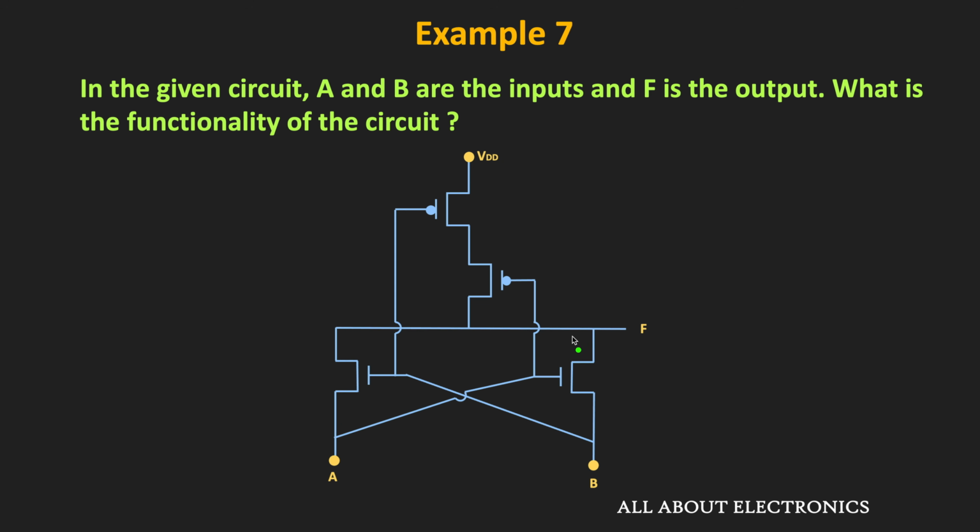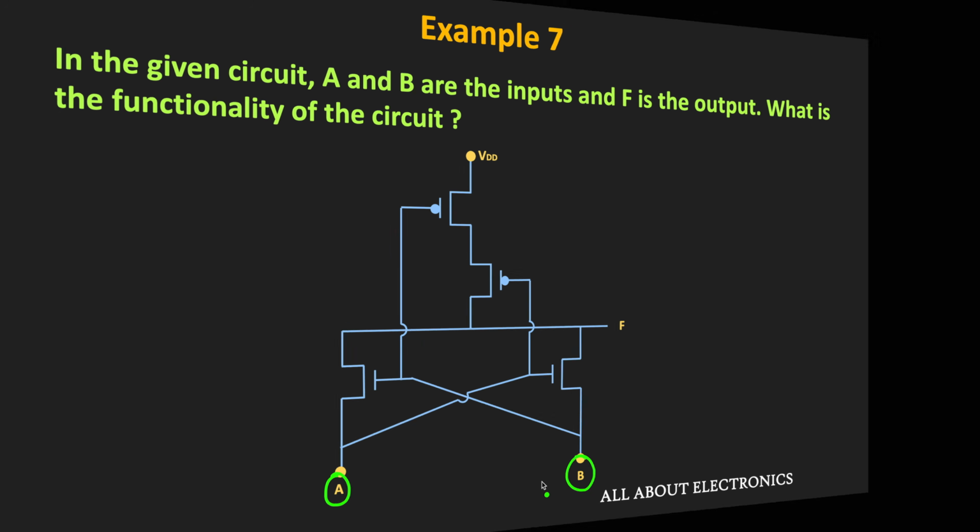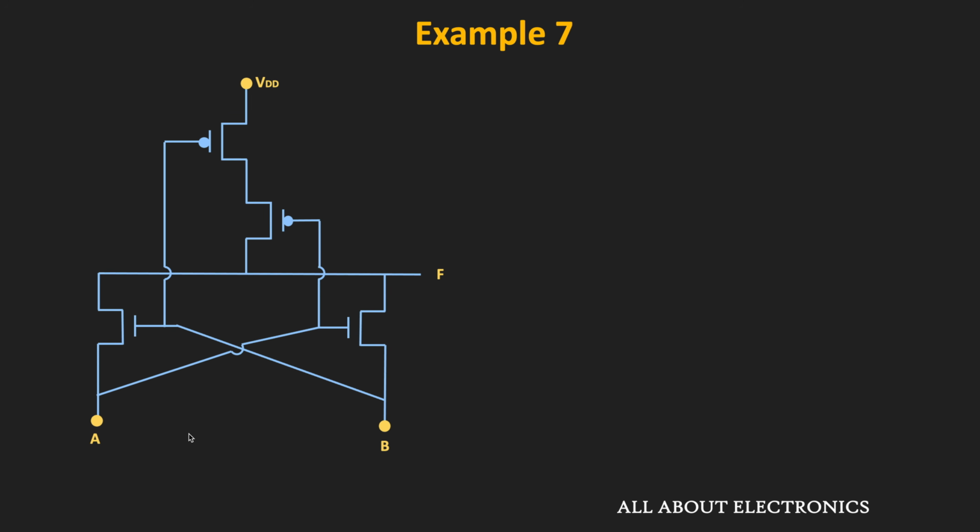So in this question, we have been given this circuit and we have been asked to find the functionality of the given circuit. So as you can see over here, this A and B are the inputs for the given circuit. So first of all, let us simplify this circuit and let us try to find the function which is implemented by the given circuit. So let's say this is the first PMOS transistor and this is the second PMOS transistor. Similarly, this is the first NMOS transistor and this is the second NMOS transistor.